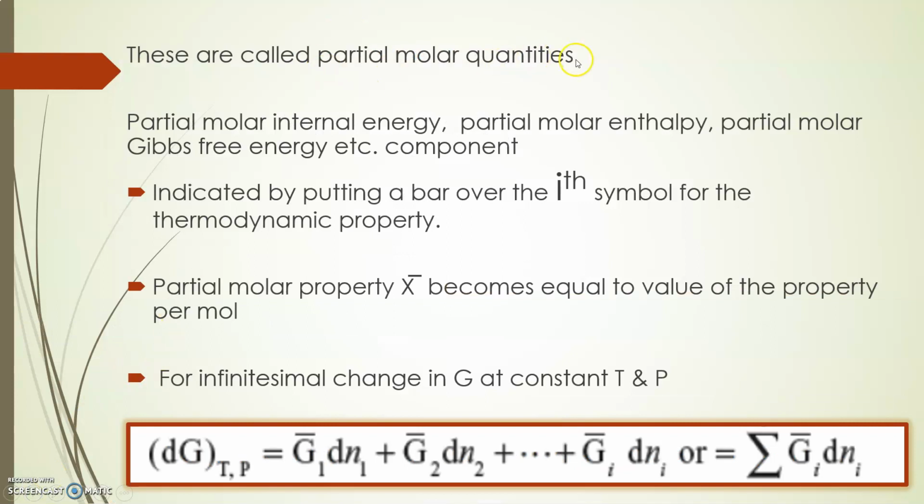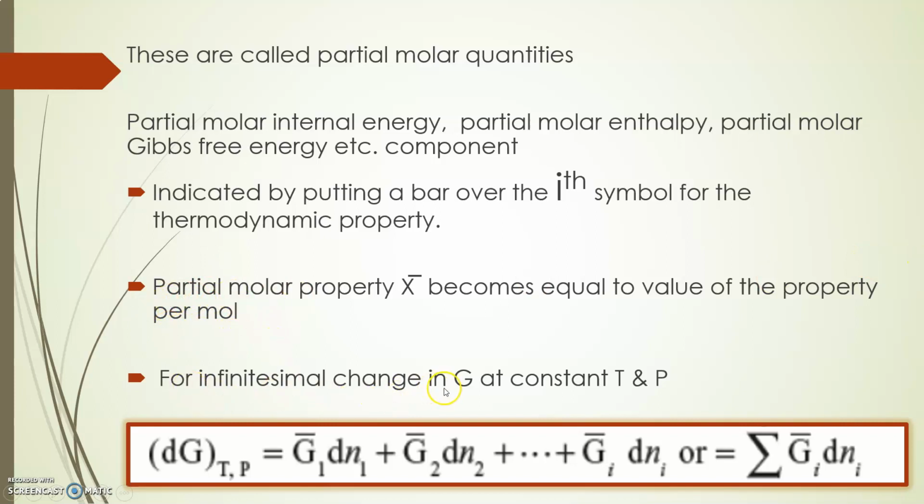These are called the partial molar quantities. The partial molar quantities are indicated by putting a bar over the symbol. Whichever quantity you take to be a partial molar quantity, you have to put a bar over it, and it becomes equal to the property per mole. Since it is division by the number of moles, it becomes a property per mole.